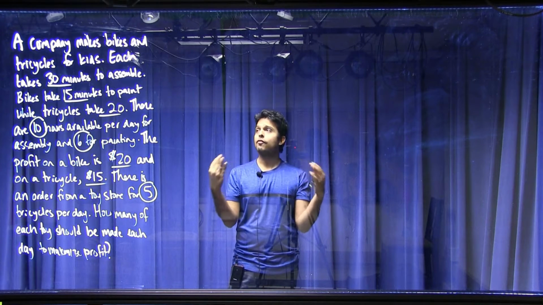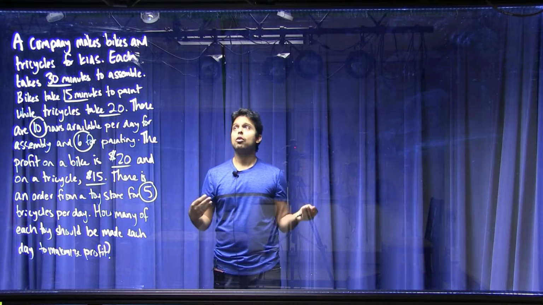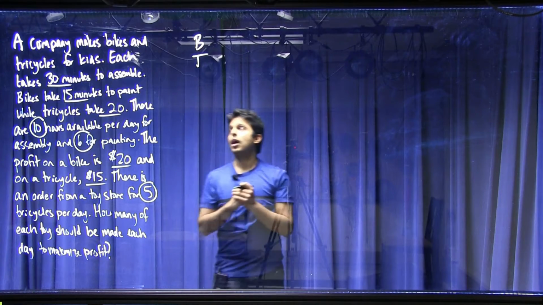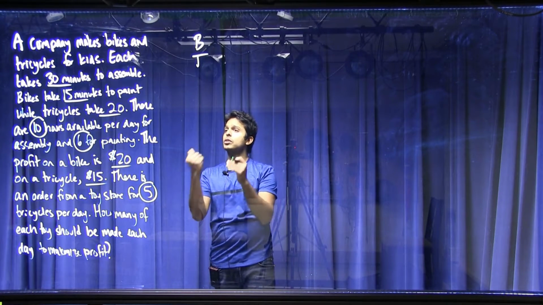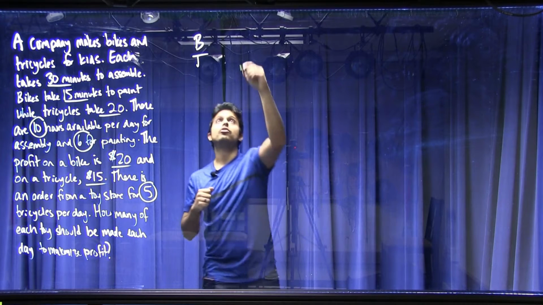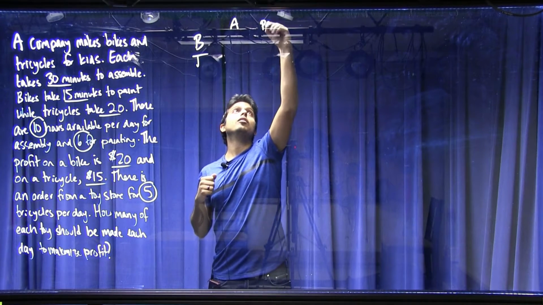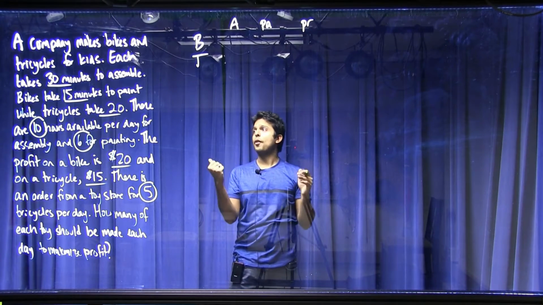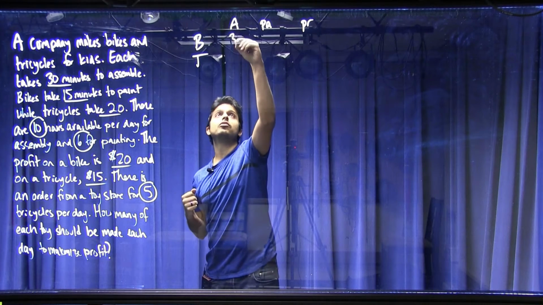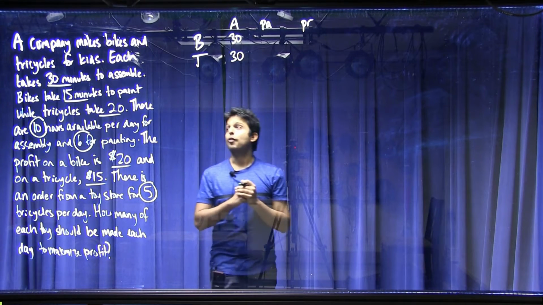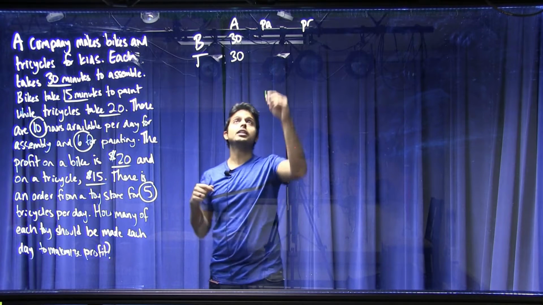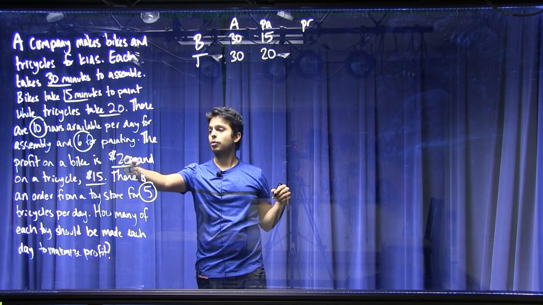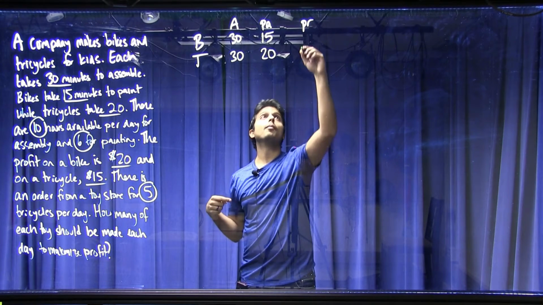All right, so just like before, the first thing we should do is make a chart. The two types of toys being made are bicycles and tricycles. And we know things about the time to assemble, the time to paint, and the profit. So assembly, paint, profit. Now we can fill them in. For the bike and the trike, they both take 30 minutes to assemble. For painting, the bike takes 15 while the trike takes 20. And for profit, each bike gets $20 and each tricycle gets $15.